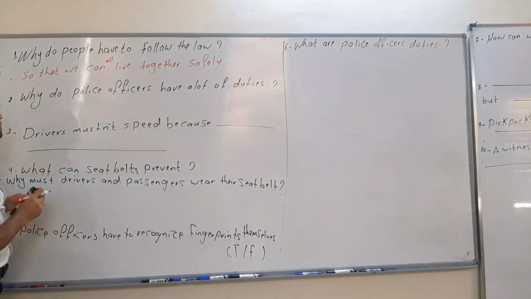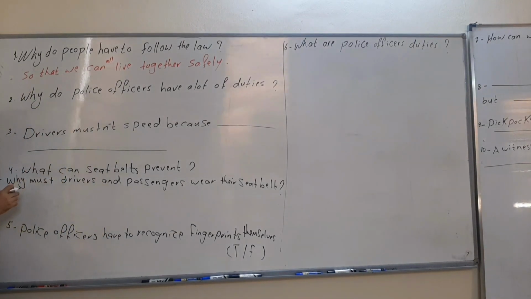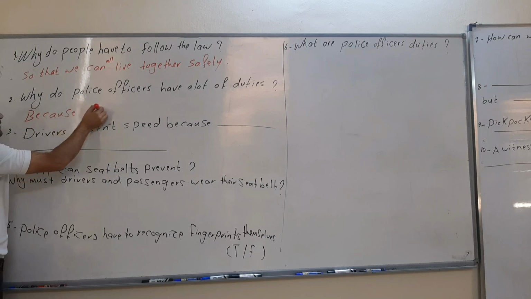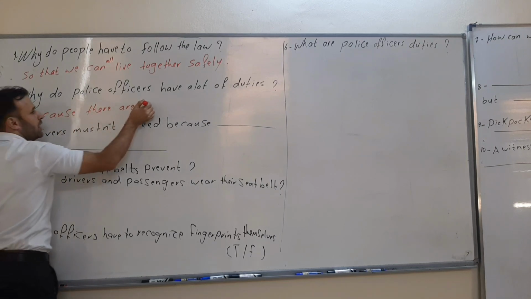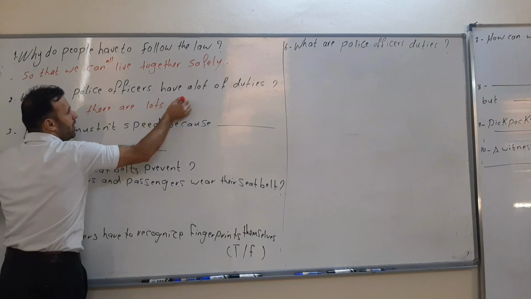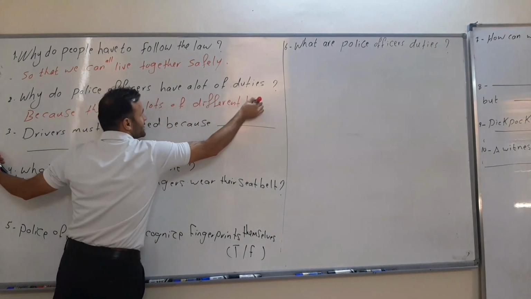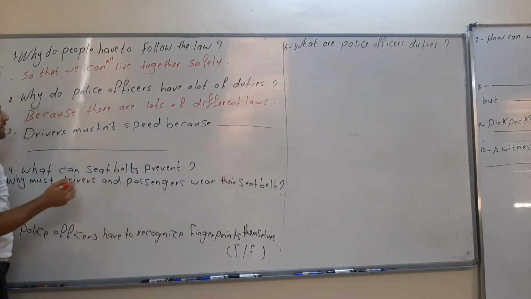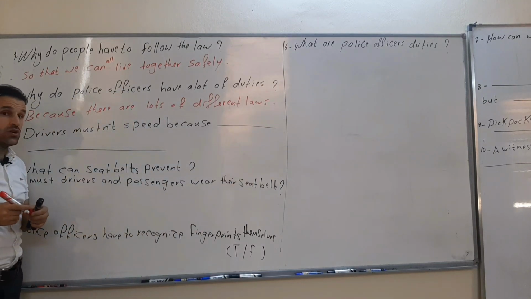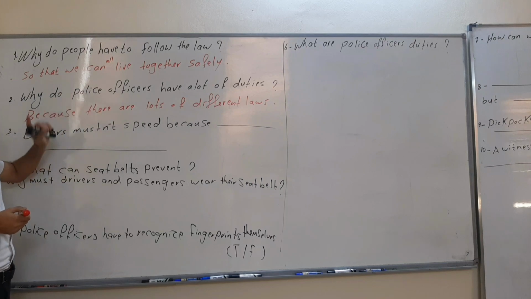So number two, why do police officers have a lot of duties? Again, why do police officers have a lot of duties? Because there are lots of different laws. Because there are different laws. As long as there are different laws, of course, police officers will have a lot of duties.